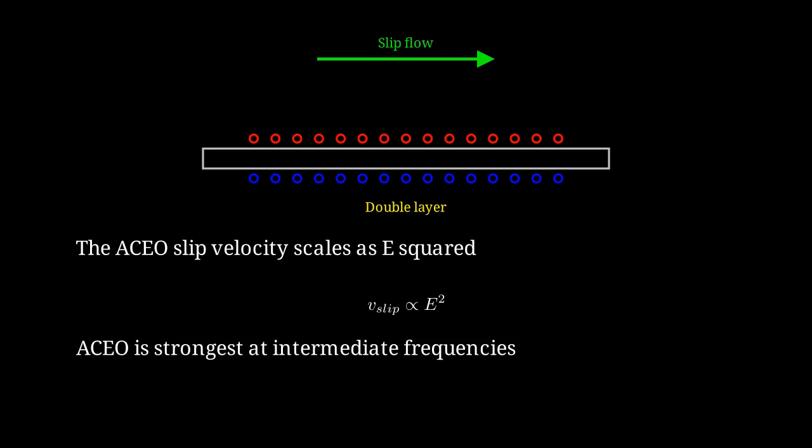ACEO has a frequency dependence. It is strongest at intermediate frequencies, typically between 100 Hz and 100 kHz. At very low frequencies, the double layer fully charges and the effect weakens. At very high frequencies, the double layer cannot form, and again the effect weakens.